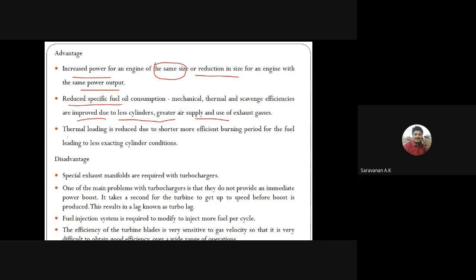And the major problem in the turbocharger is that we do not get an immediate power boost. It may take some time to run the turbine, and then we can get the maximum power output. That is called the turbo lag. It's an important 2 mark question: what is the turbo lag?